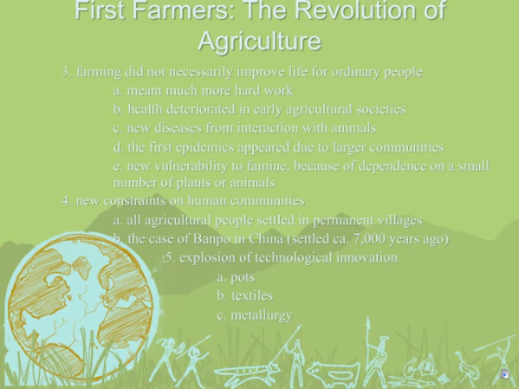But now that you have large communities reaching several hundred to several thousand, and eventually in civilization reaching 10,000 plus, even getting up to 1 million people in some of these early cities within China, there would be epidemics with these diseases, wiping out huge parts of the population. There is also a new vulnerability to famine because of the dependence on a small number of plants or animals. And there are new constraints on human communities, based on the climate and environment you're living in and what technology the people have developed.